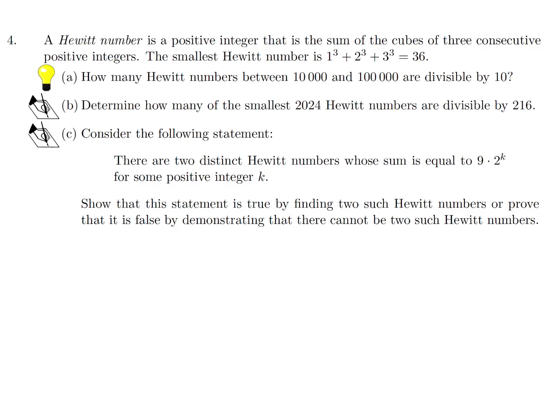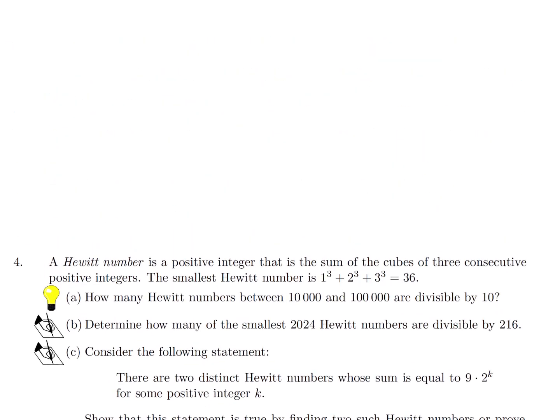All right. Well, a Hewitt number looks to me like it is of the form a to the power of 3 plus b to the power of 3 plus c to the power of 3, like that. Right? We'll call it Hn for Hewitt number. And we want that to be divisible by 10. All right. So how is that even possible?